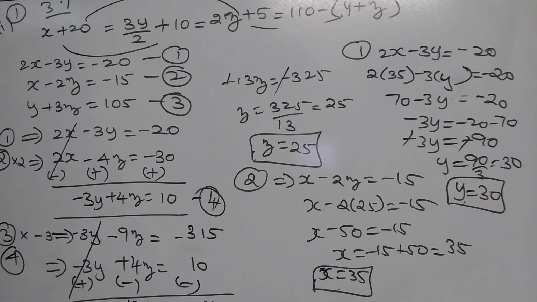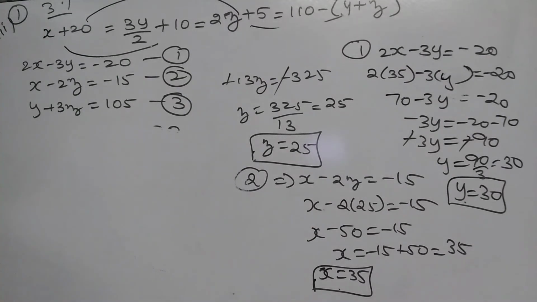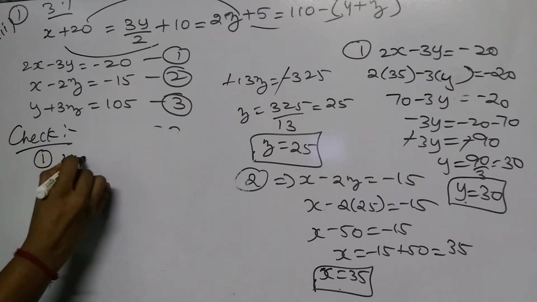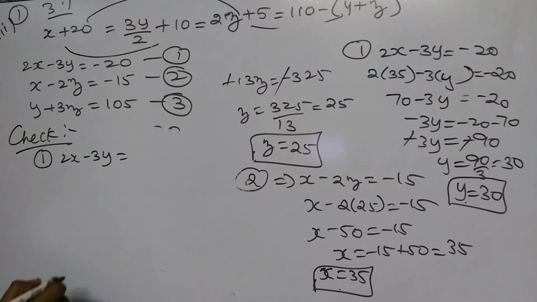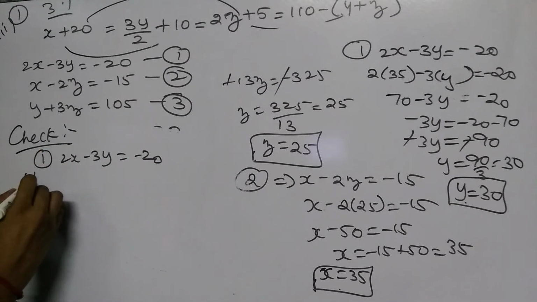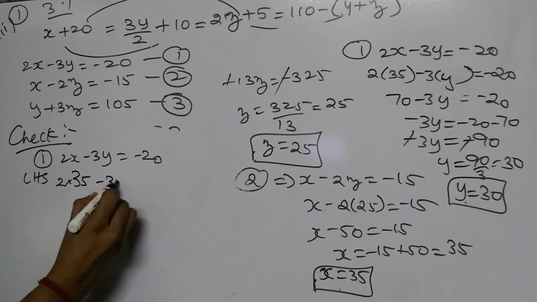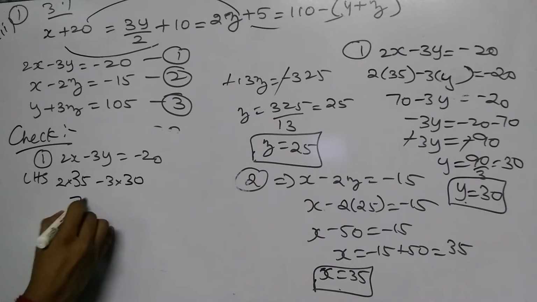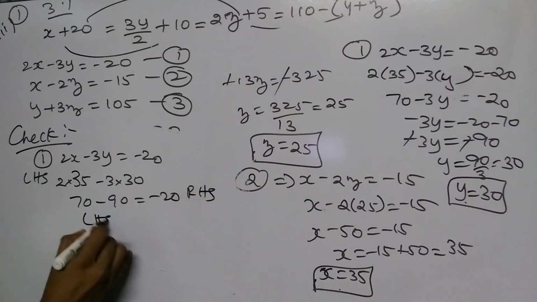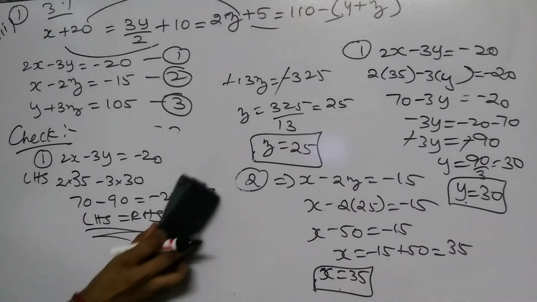Check it out. Substitute all the x, y, z in one equation and check your answer. Correct or not? So first equation, 2x minus 3y equals minus 20. Left hand side, what is it? 2 into x value you substitute, 35, minus 3 into y value, which is 30. So 70 minus 90, which is minus 20, your right hand side. So both left hand side and right hand side are equal. So the x, y, z values are correct.